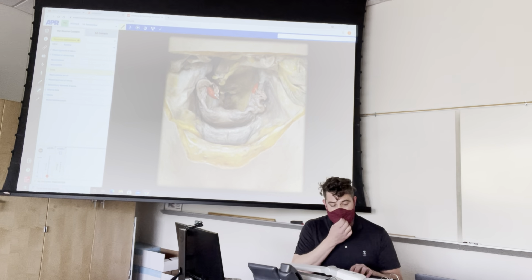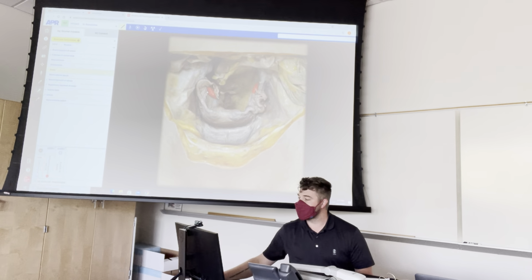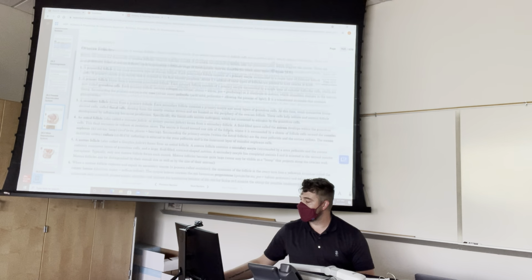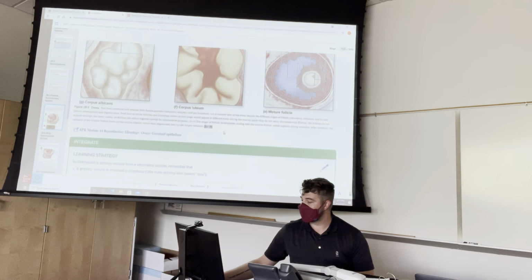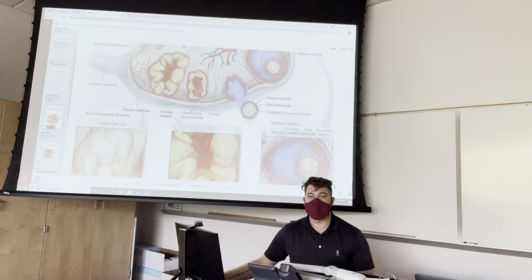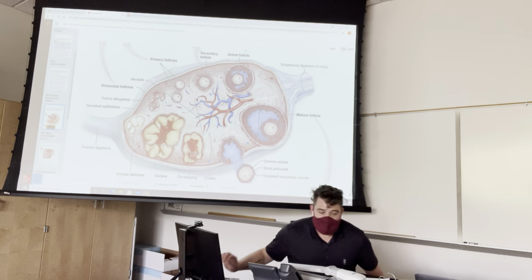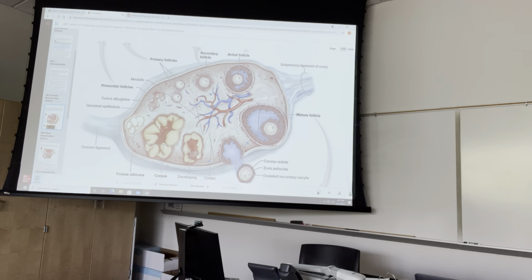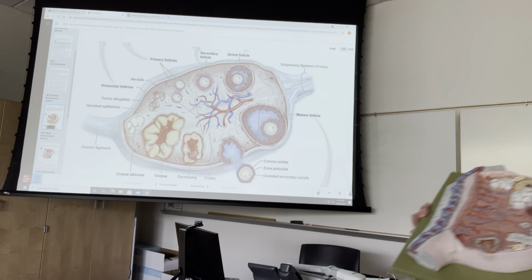If you notice, under the structure it talks about the different follicles. So again, if we go to the book, we scroll down right here to image 28.5, this image of the ovary. Inside of the ovary, there are these different structures, these different types of follicles.